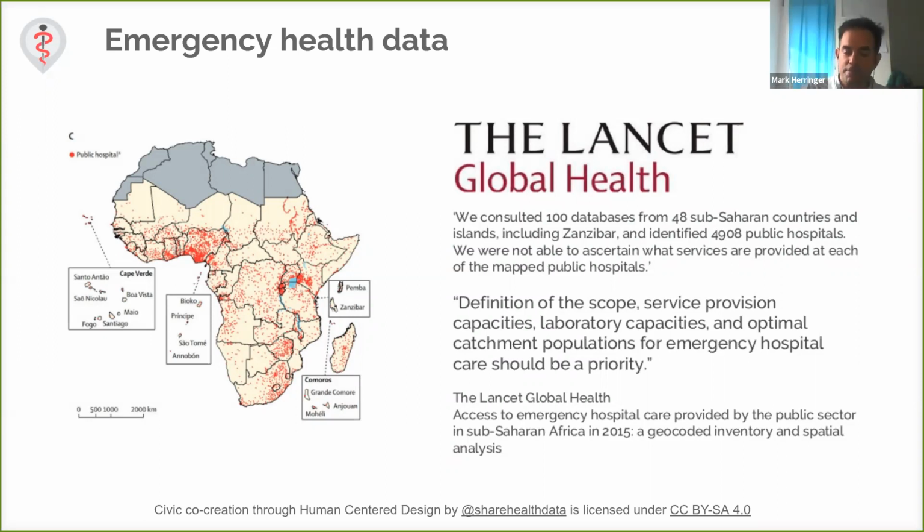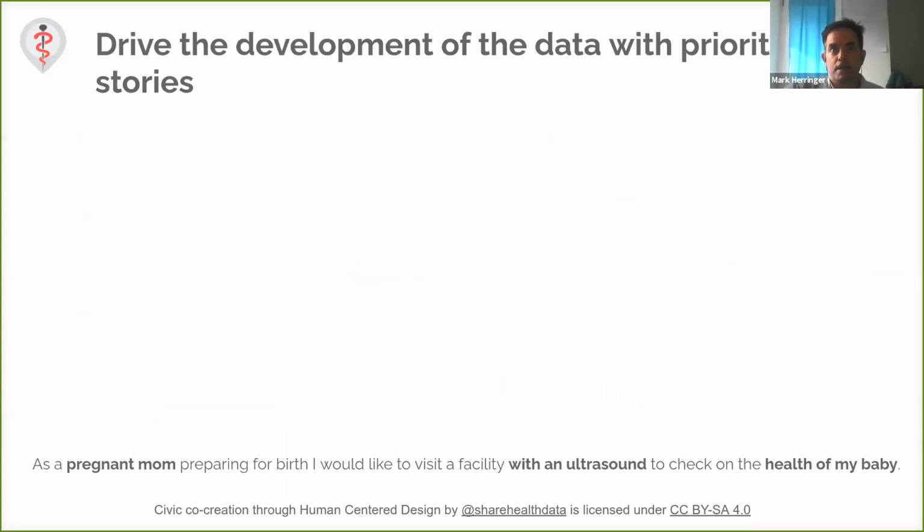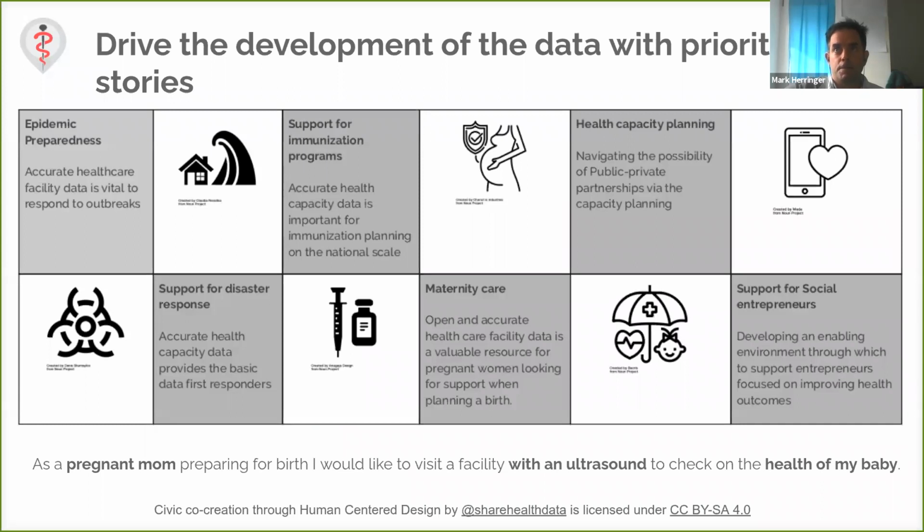And this is what we've taken on, and essentially we're trying to stand on their shoulders and add value. And this is where OpenStreetMap has the power to offer this accuracy of data, because it's an open data license. So if we look at the priority user stories, we can begin to identify the following primary areas: epidemic preparedness, immunization programs, health capacity planning, support for social entrepreneurs, maternity care, and disaster response. So broadly speaking, those are the areas that we've focused in on.